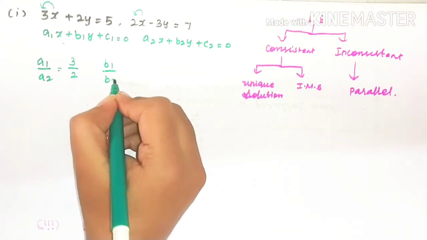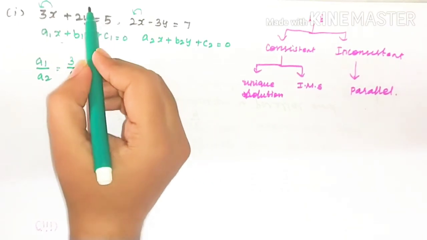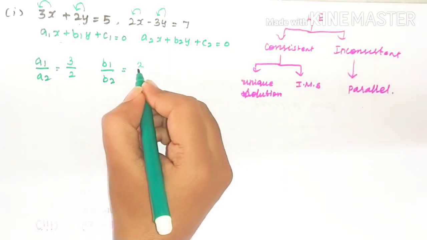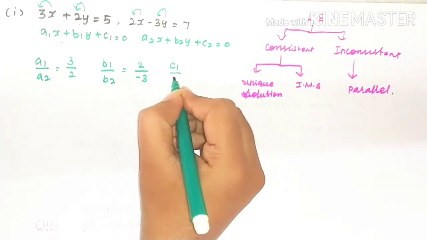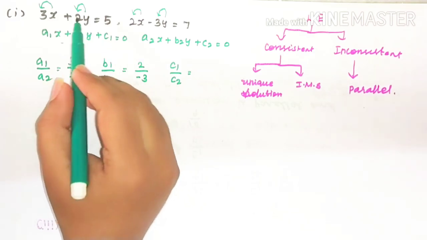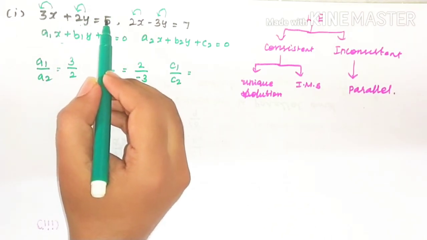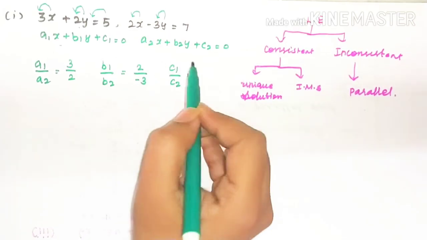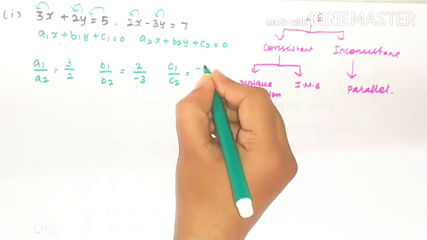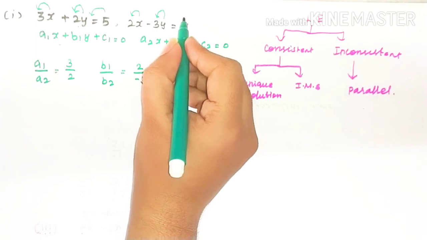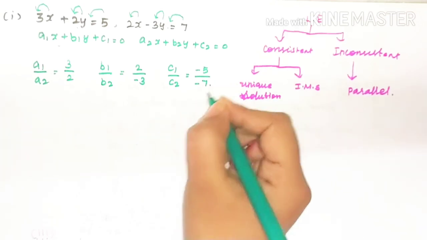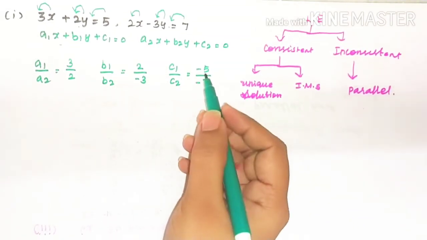Next one is b1 by b2, the coefficients of y. Here the coefficient of y is 2, and here the coefficient of y is minus 3. So 2 divided by minus 3. And c1 divided by c2 are the constant terms. Now listen, in your general equation c1 is on the left side, but in your linear equation 5 is on the right side. So you can transfer it: plus 5, if you transfer to this side, you get minus 5. That is c1. Similarly the denominator, plus 7 transferred to the other side becomes minus 7. Minus 7 you have to write in the c2 place. So a1 by a2, b1 by b2 and c1 by c2 are written.